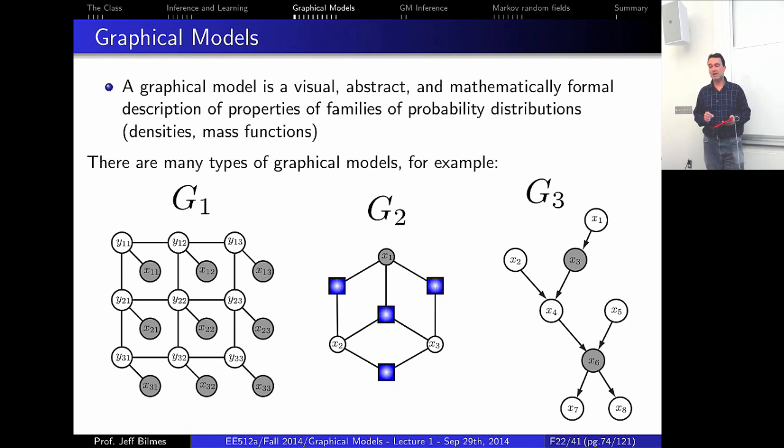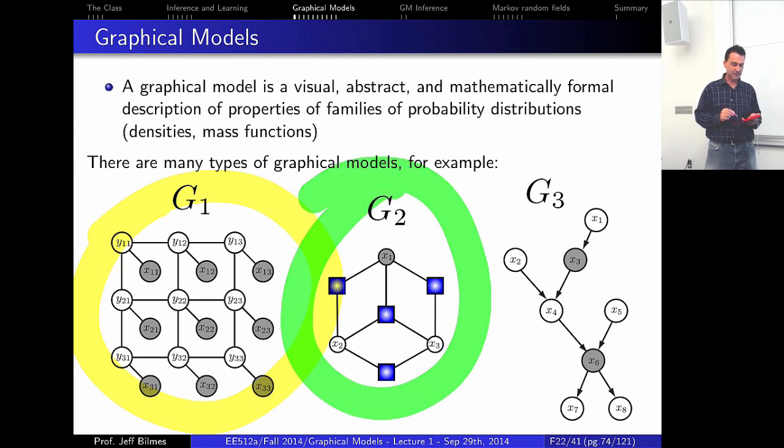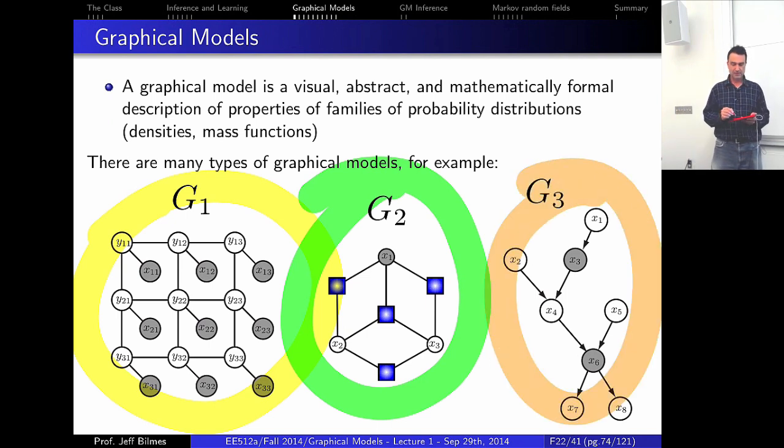Description of properties of families of probability distributions. There are many types of graphical models. The main ones that we'll be talking about in this class are Markov random fields, which have been very widely used in computer vision, factor graphs, which are used fairly ubiquitously, and then also Bayesian networks. So 3 types, though there are other types as well, but we'll concentrate on these 3: Markov random fields, factor graphs, and Bayesian networks.